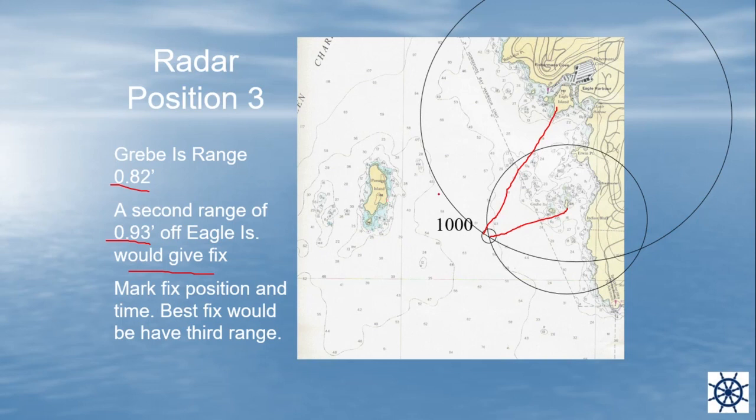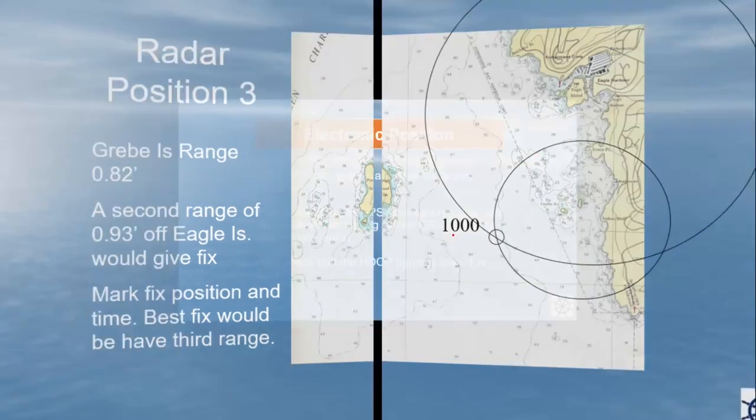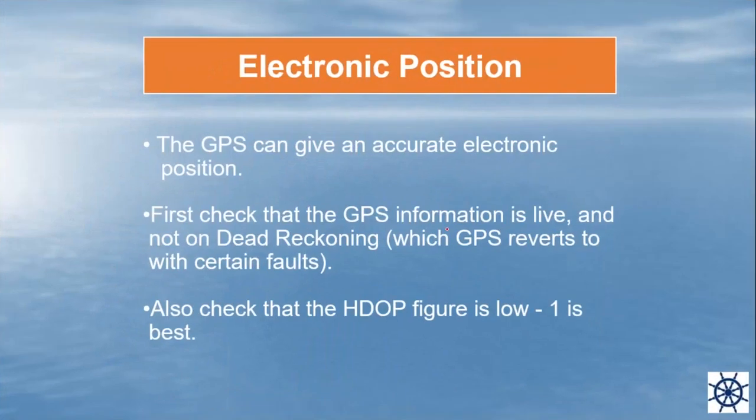Then you will have another fixed line from, for example, that island. What is the name of this one? Passage Island. Another fix, then you will have accuracy. Okay, so that is for radar fix using ranges.